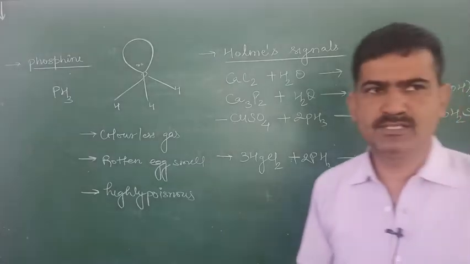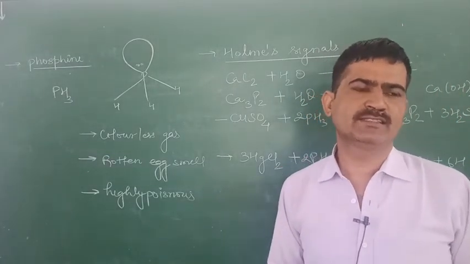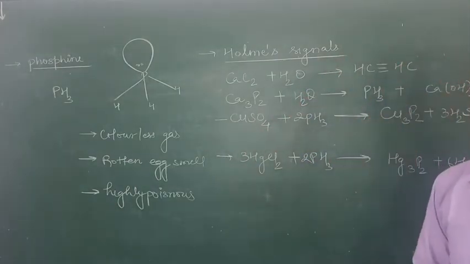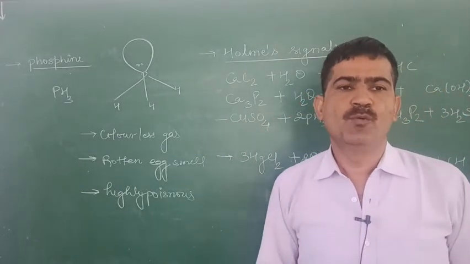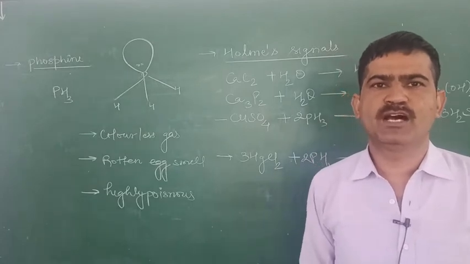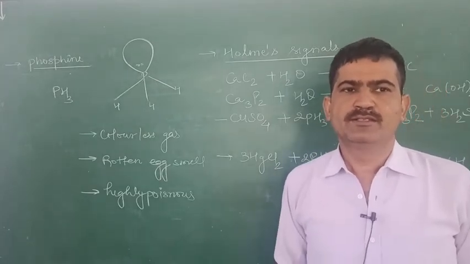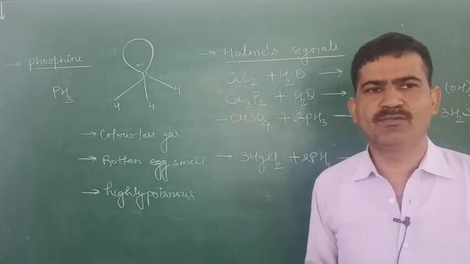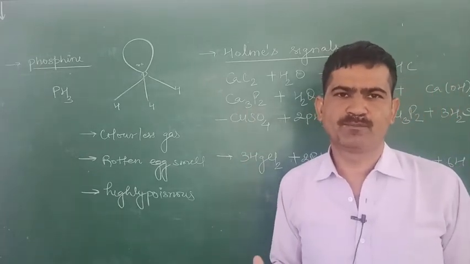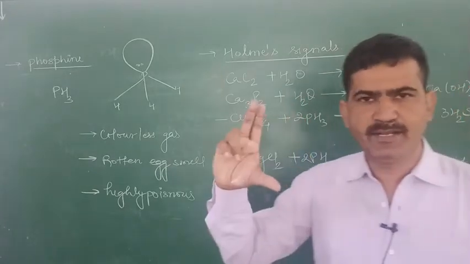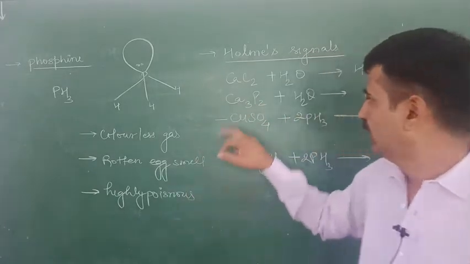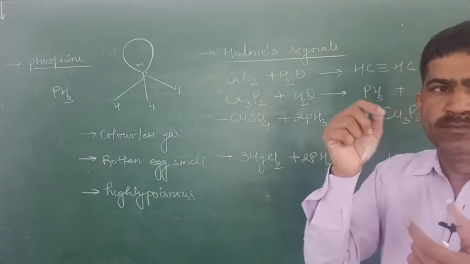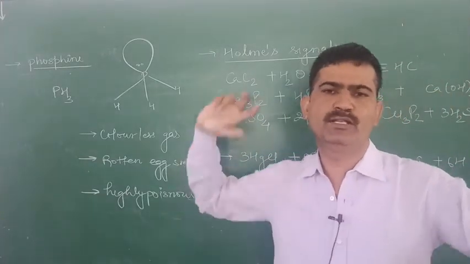And there is a most important use of phosphine gas in the Holmes signal. These Holmes signals are used when a ship in the ocean is in danger, and you want to send a signal for help to people who are very far away. We take a container, fill it with calcium carbide and calcium phosphide, make holes in the container, and throw it into the ocean.